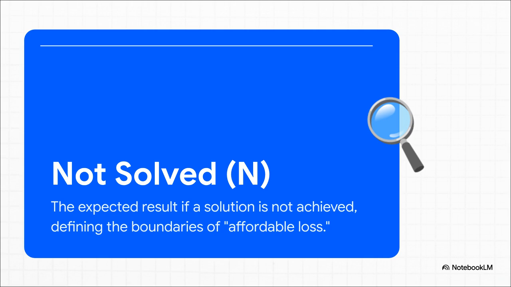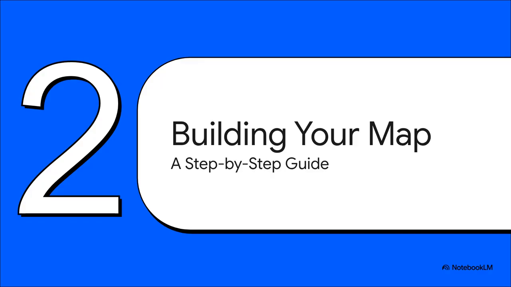And finally, we have to look at the not solved scenario. What happens if you don't get to that great solution? This isn't just about listing risks. It helps you define what both people really stand to lose. This gets at that core idea of affordable loss. It makes the stakes of the interaction crystal clear for everyone. Okay, so we've got our 5 key ingredients: the stakeholder, the humans, the problem, the solution, and the not solved scenario. Now let's see how they all snap together to build your very first map.